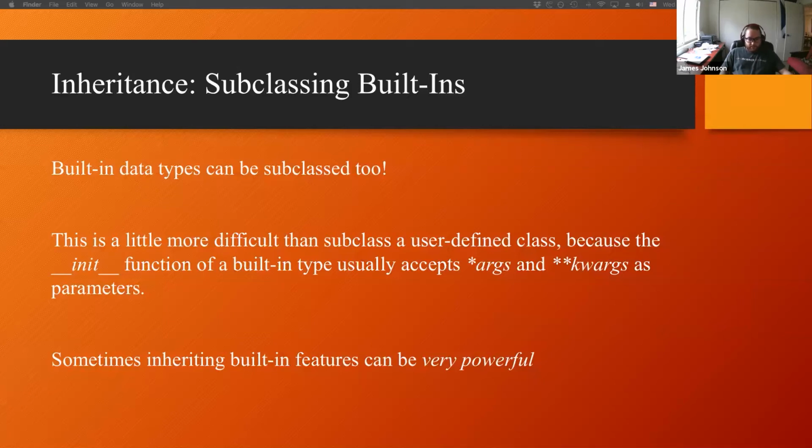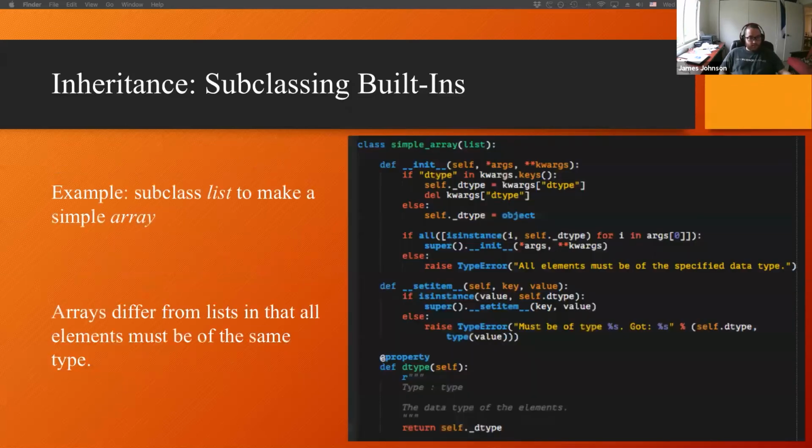So as an example of this, I will here subclass a list to make it a very simple array object. And I'll show you what this looks like, and I'll break down this example code.